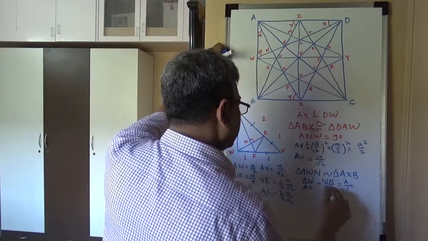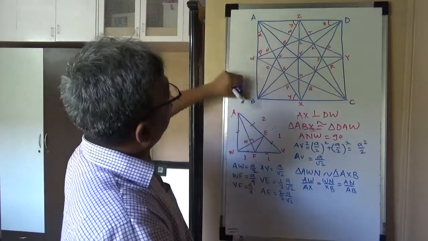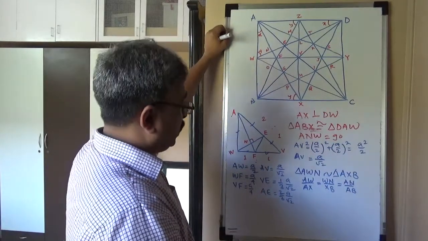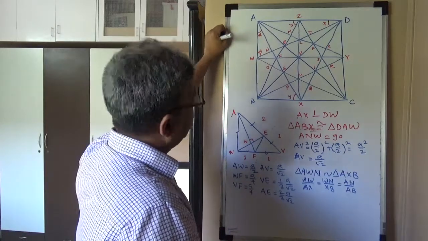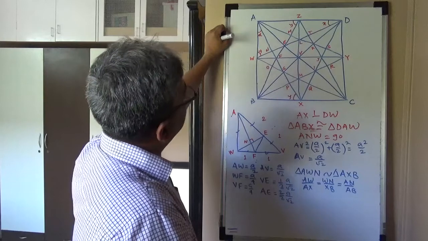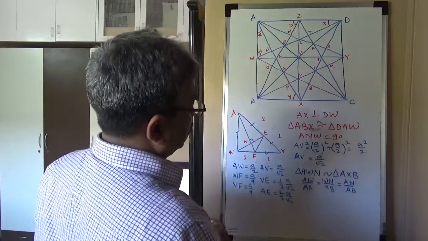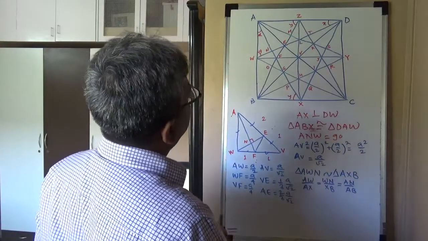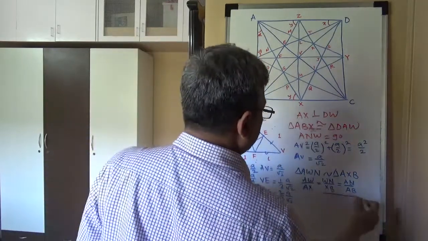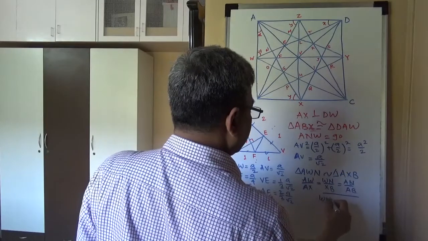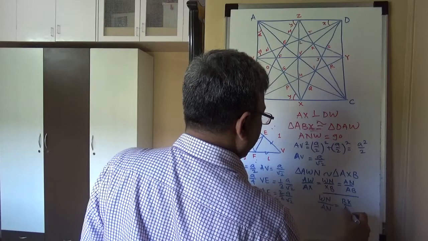AN upon AB. WN upon BX is AW upon AX. Is this correct? What I am trying to do is, yes, BX upon AB. So if I use these two, then what will happen? WN upon AN is equal to BX upon AB.